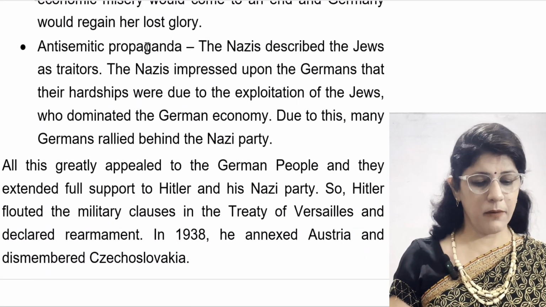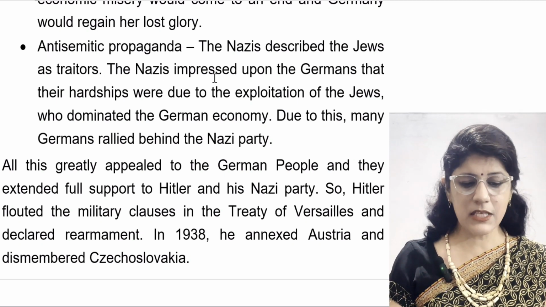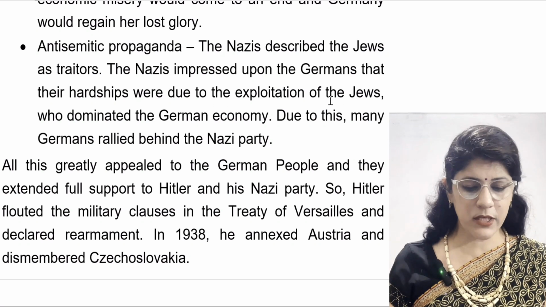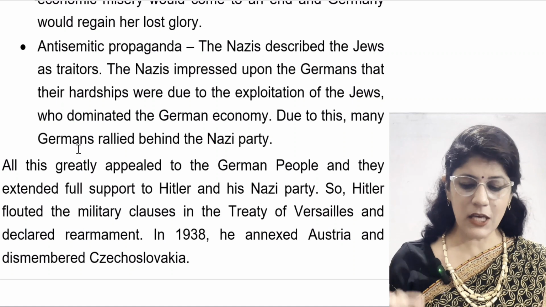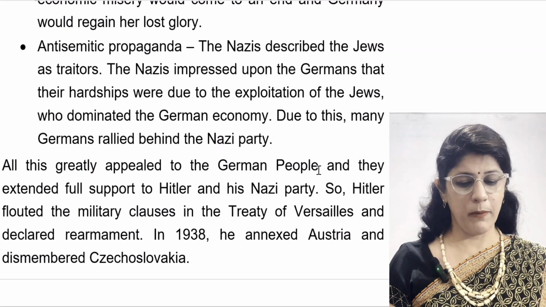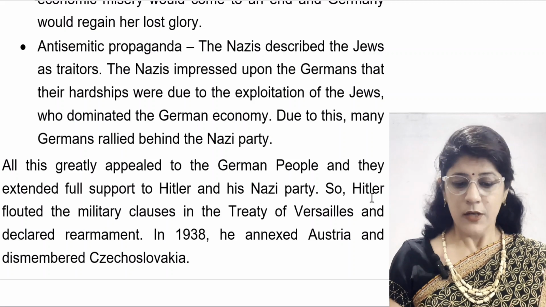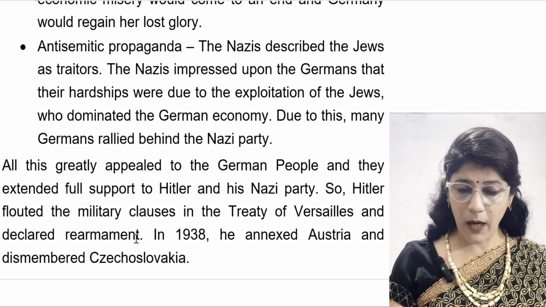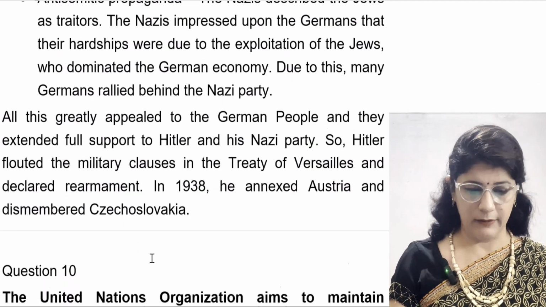Next is anti-Semitic propaganda. The Nazis described the Jews as traitors. The Nazis impressed upon the Germans that their hardships were due to the exploitation of the Jews who dominated the German economy. Due to this, many Germans rallied behind the Nazi party. All this greatly appealed to the German people and they extended full support to Hitler and his Nazi party. So Hitler flouted the military clauses in the Treaty of Versailles and declared rearmament. In 1938, he annexed Austria and dismembered Czechoslovakia.